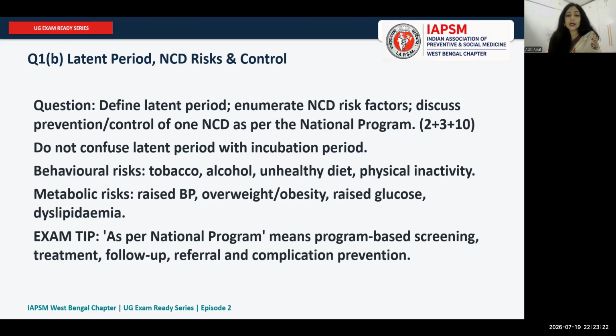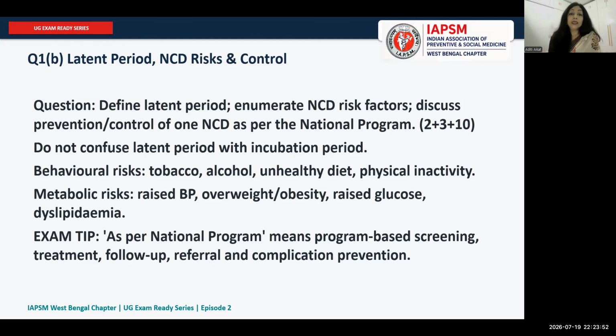Now, whichever question comes with the tagline according to the national program, or relevant national program, it means you have to mention the national program based screening, treatment, follow-up, referral, and complication prevention.